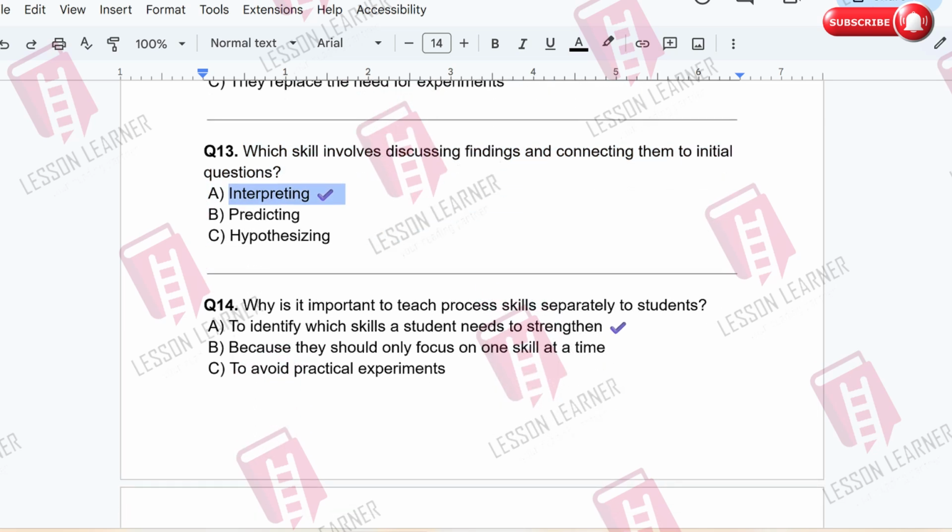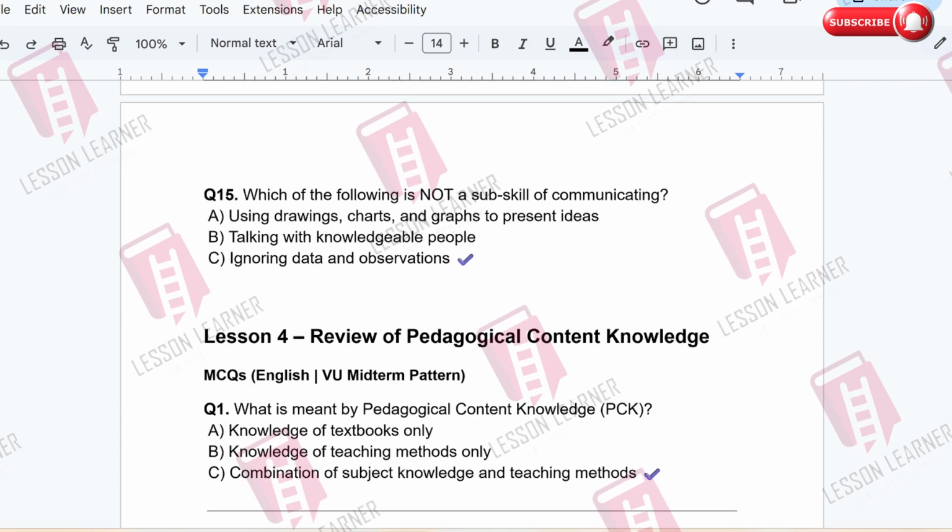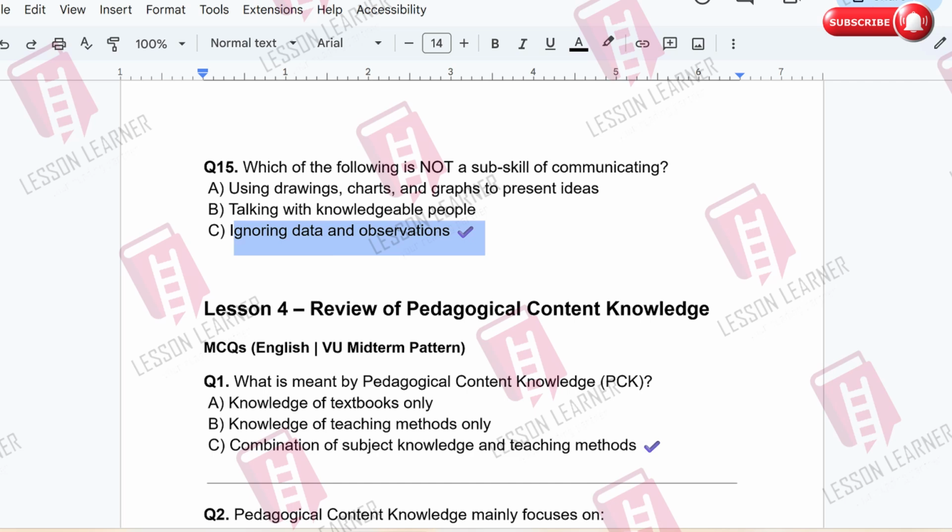Interpreting. Why is it important to teach process skills separately to students? To identify which skills a student needs to strengthen. Which of the following is not a sub-skill of communicating? It's ignoring data and observation.